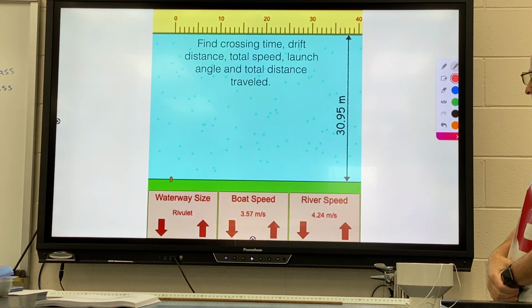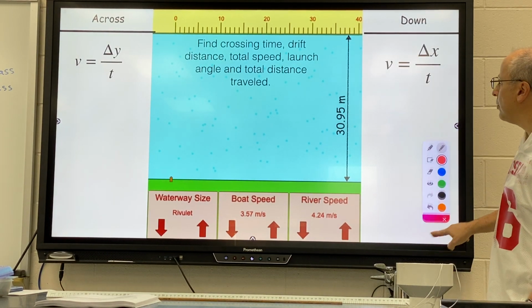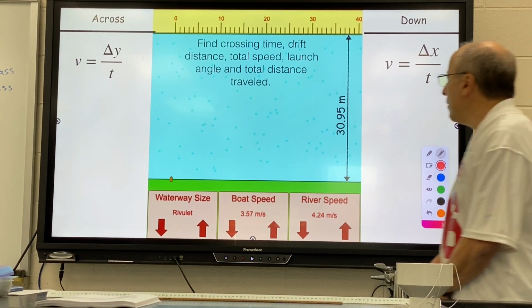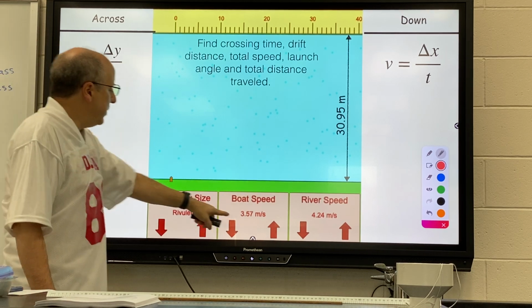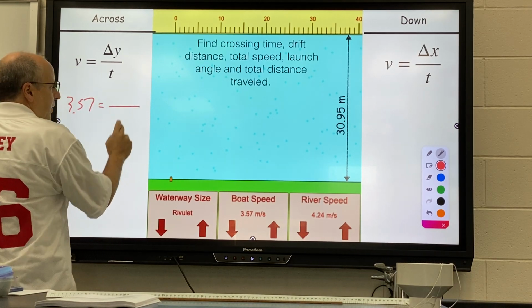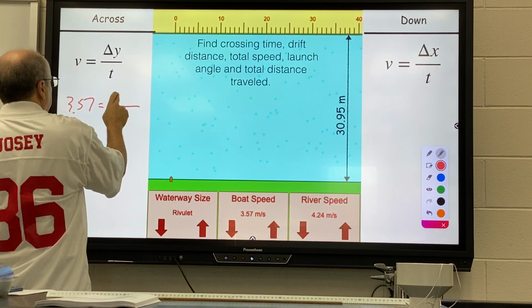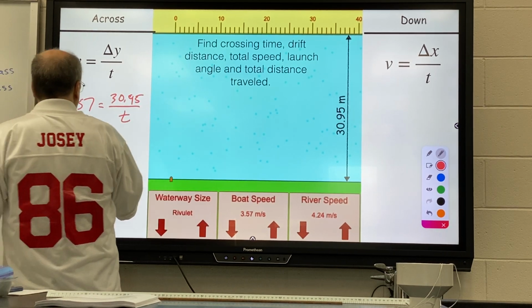Okay, so here's one I'd like you to try doing. Find the time to cross the river, find out how much you drift, find your total speed, find the angle, and find the total distance traveled. So again, you break it up into two totally separate problems. For a crossing time, that would be this side, the across the river. We would use the boat speed. We would use the distance to get across the river. And we would solve it for time.